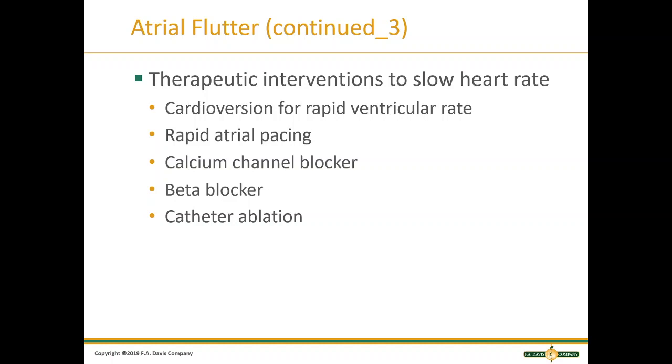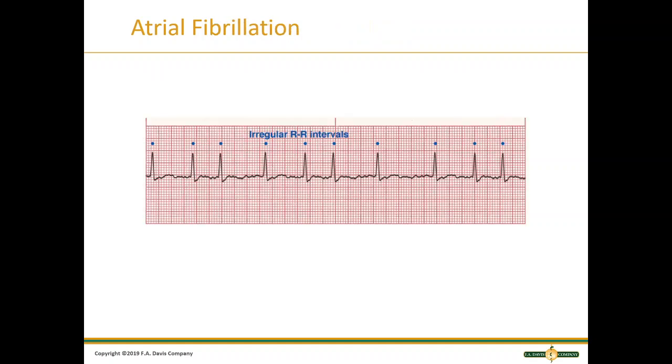Therapeutic interventions are to slow the heart rate. Cardioversion can be done. Cardioversion is when the doctor will sedate them and then shock their heart to try to get it out of this atrial flutter. Rapid atrial pacing is in a controlled environment, and it often does work. For a rapid ventricular rate, they can give calcium channel blockers, beta blockers, or they can do catheterization ablation.